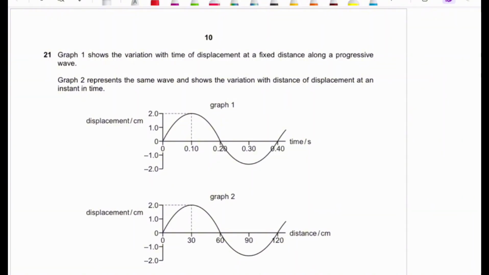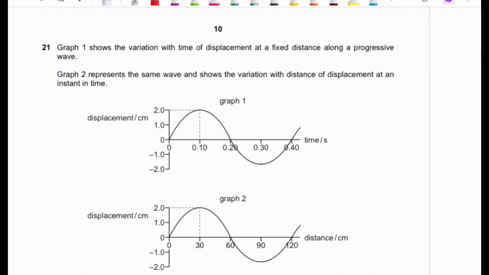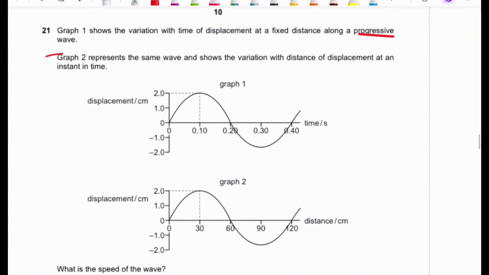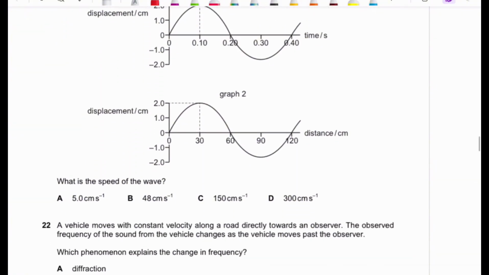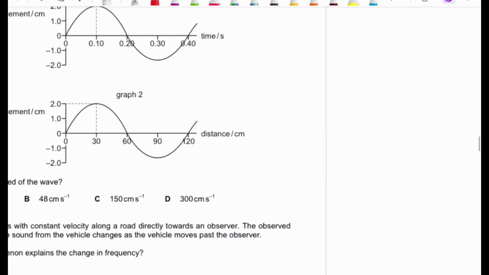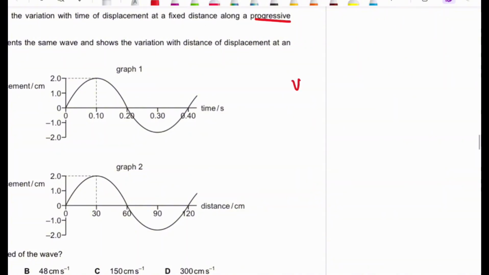Graph 1 shows the variation with time of the displacement at a fixed distance along a progressive wave. Graph 2 represents that same wave and shows the variation with distance of the displacement at an instant in time. What is the speed of the wave? Again, we've been given another one. We know that v is equivalent to f lambda, right? But f is actually 1 over T. So lambda divided by T is going to be your speed.